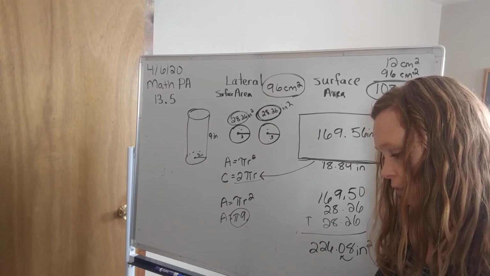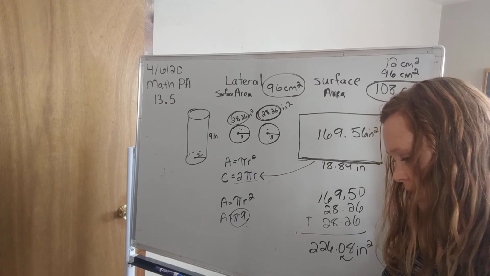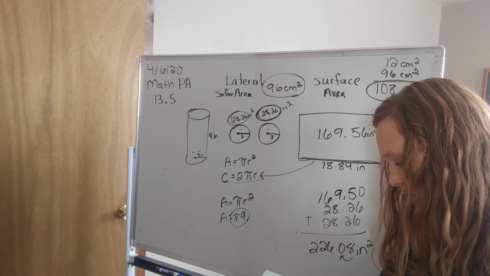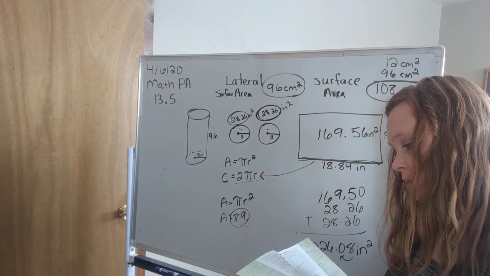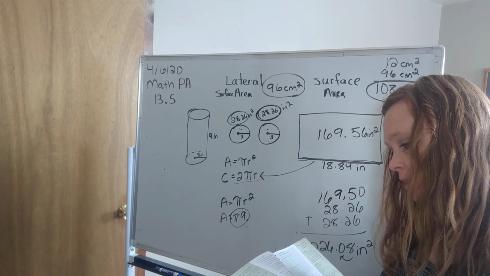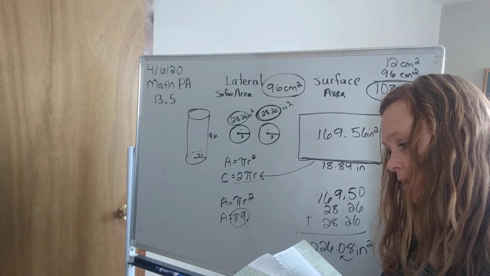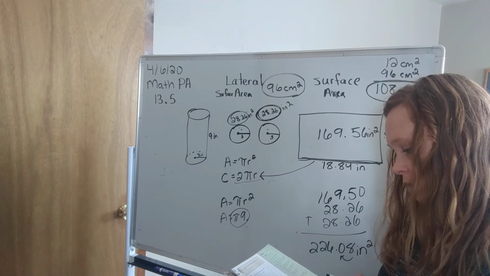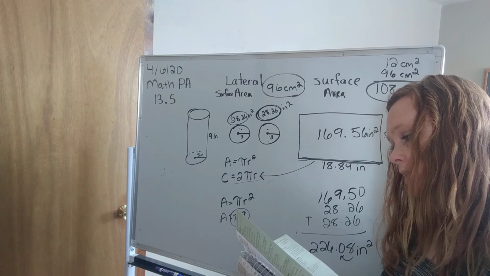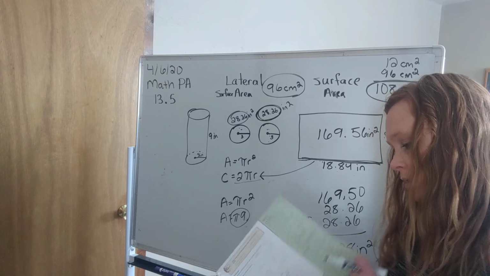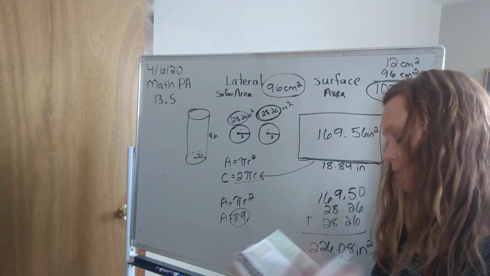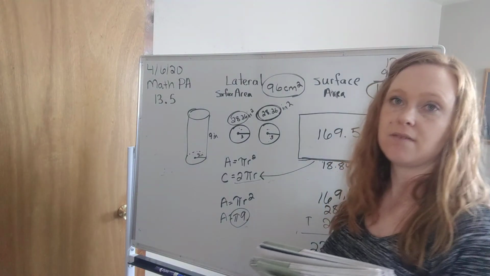So for today, I would like for you to start at number 5, and then work your way through number 27. And you can just do odds. So 5 through 27 odds.